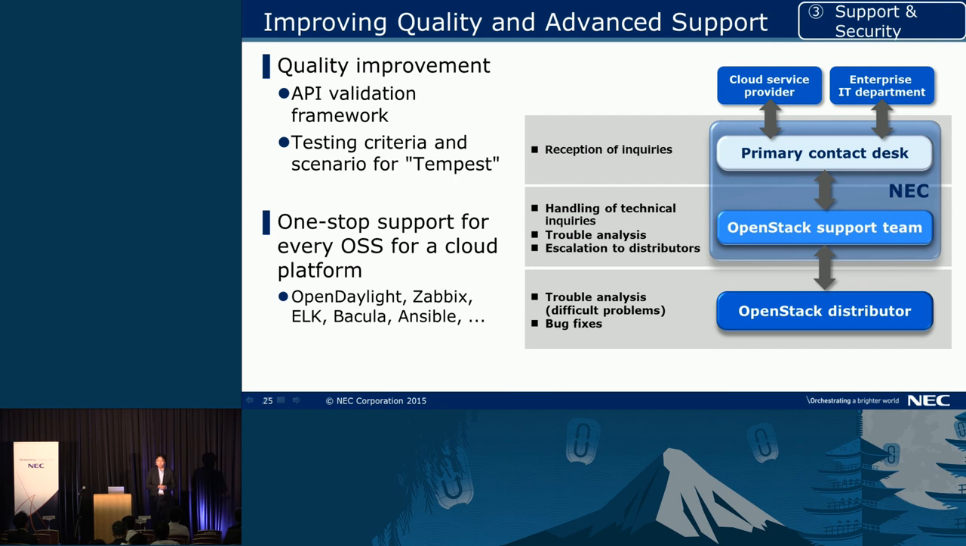Next one is our improving quality and advanced support. We adopt the Red Hat OpenStack Platform. We have over 10 years of collaboration with Red Hat, and we provide advanced mission critical support to the customer. So we have a lot of knowledge of how to realize mission critical support. NEC will be a single window to support every OSS, and we can support 24 hours, 7 days, and we can provide a bug fix if some critical issue occurs.